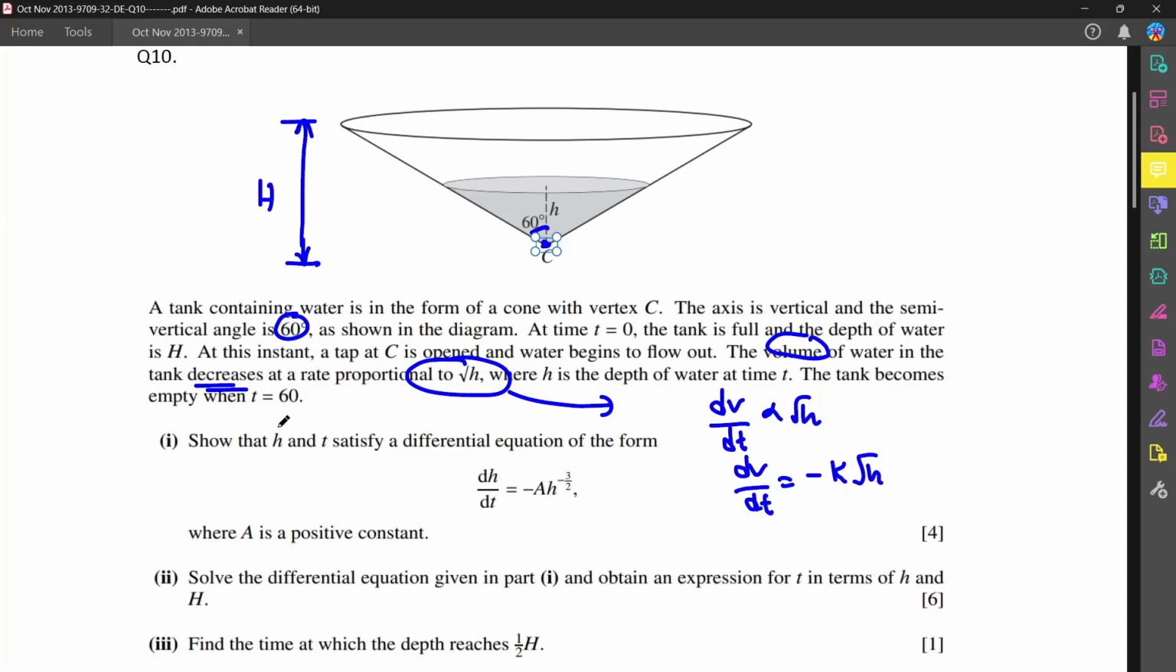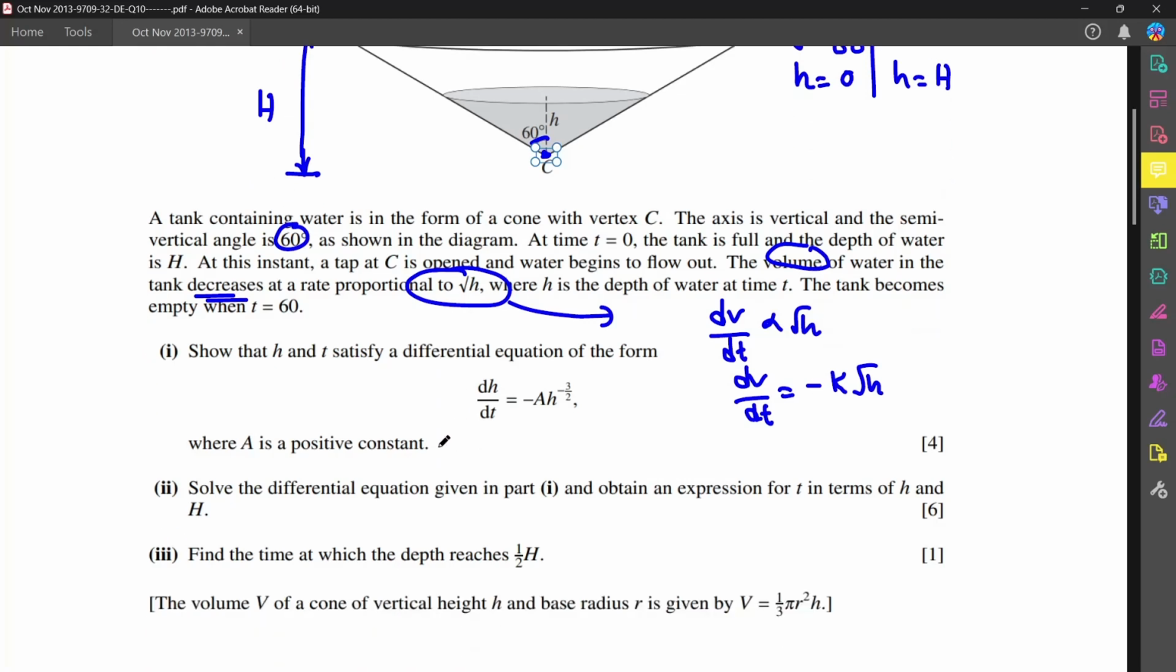The tank becomes empty when t is 60. That means when t is 60, the height small h becomes 0. Also, the initial condition is when t is 0, since the tank is full, the depth of the water is the full cone, so small h will be equal to capital H. So these are the two conditions we need to implement later.